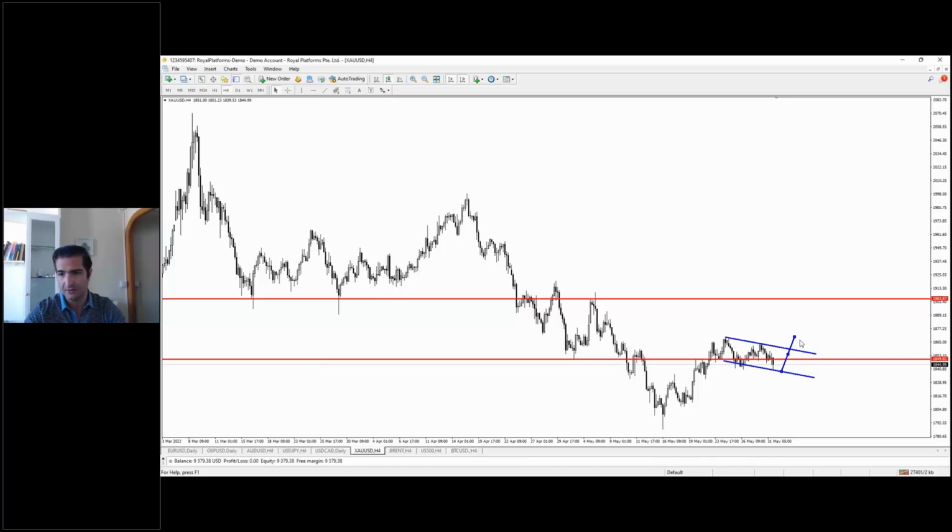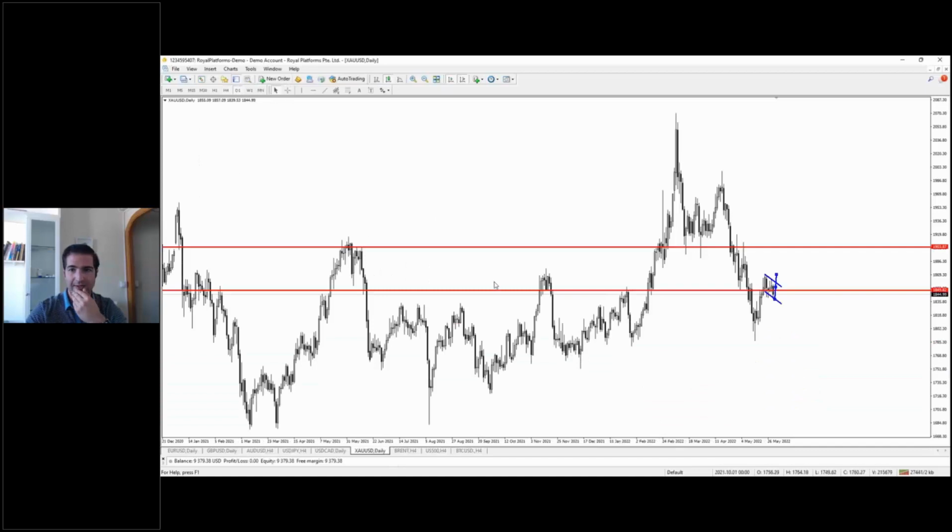First a breakout, a correction to 1849, and then most probably a move to the upside all the way up until 1903. This is for the gold. Okay, you can see we have a major key resistance level here by combining the bottoms and the peaks. We have here a support where I put, let's say, my buy limit order. So let's see how it goes for the gold.